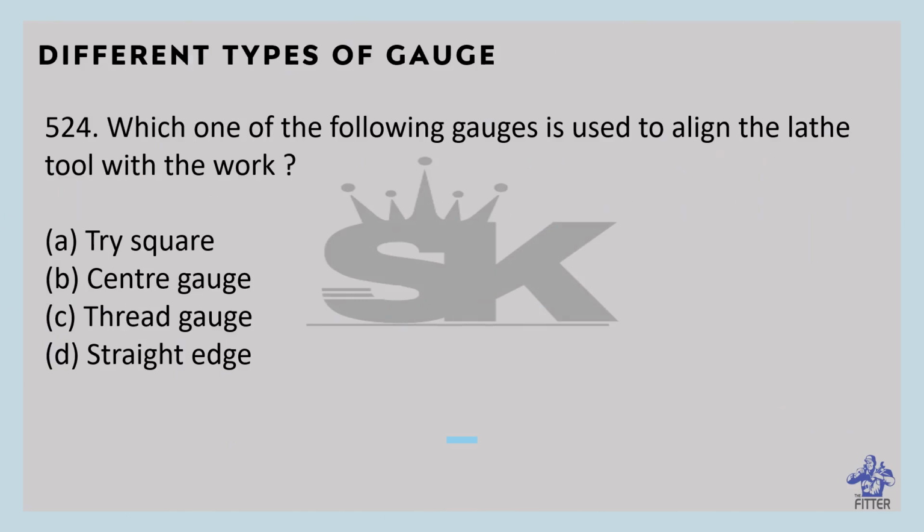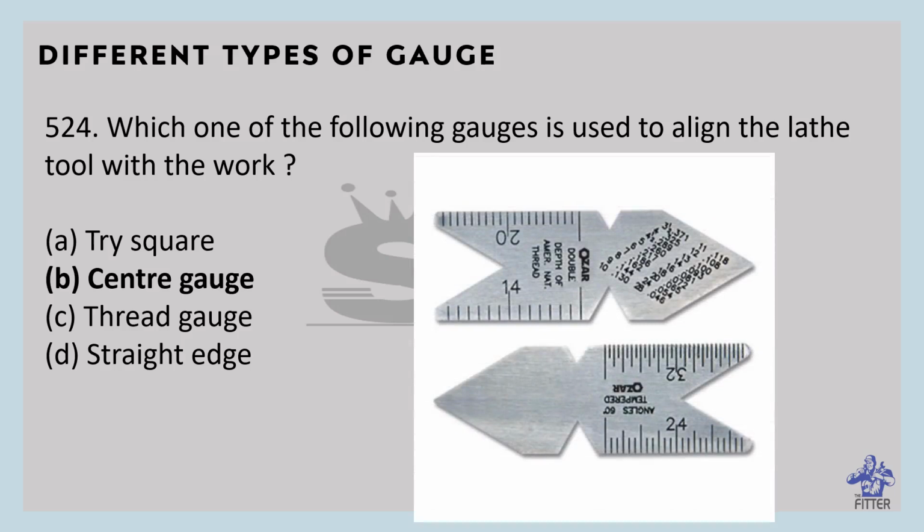Which one of the following gauges is used to align the lathe tool with the work? So that is the center gauge. You can see here in the image, this is the center gauge. The center gauge is used to align the lathe tool with the work. It is used for checking the angles when grinding the profiles of single point cutting tool bits and centers. It is made of spring steel, hardened and tempered, and is used for setting a single point thread cutting tool.